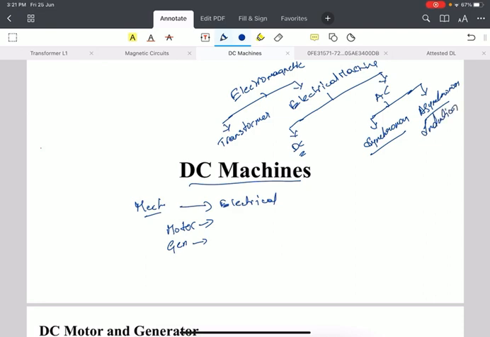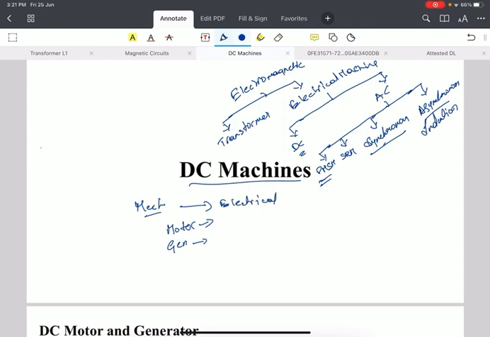There are also a few special machines, such as permanent magnet synchronous machines, in which a permanent magnet is used instead of an electromagnet. An electromagnet is used in conventional synchronous machines, whereas in a permanent magnet synchronous machine, a permanent magnet is used. There are also the SRM, switched reluctance motor, and a few other types of special machines.